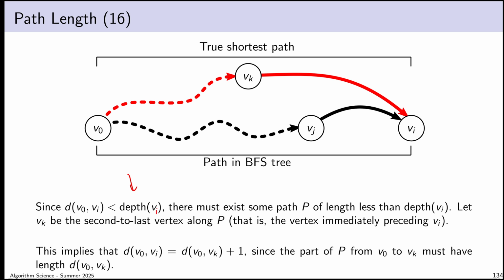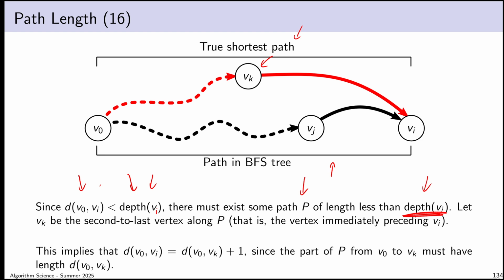Now, we said earlier that the depth of Vi is not equal to the true distance. So there is a shortest path, a path with the minimum number of edges, that is shorter than the path in the BFS tree. Okay, so there must exist, because the true distance is less than the depth, some path P of length less than depth Vi. That is, it should actually be of this length, but all we care about is there's some path of length less than depth Vi. Now, let's choose Vk to be the second to last vertex along that path.